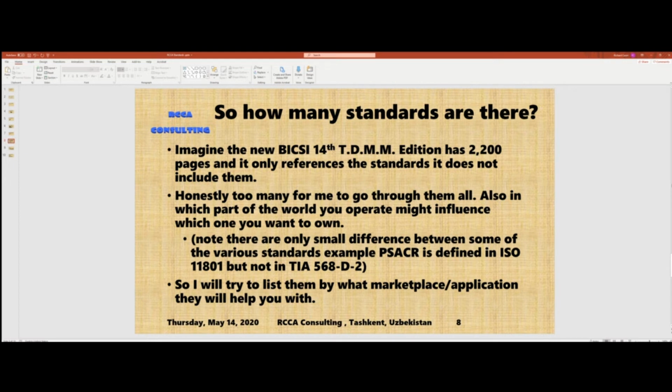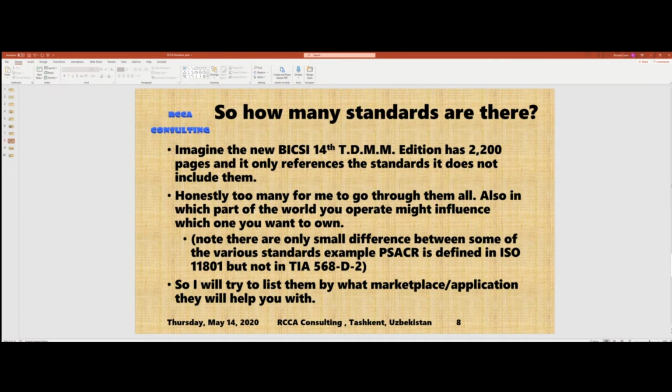Also, sometimes, regionally speaking, you might want to have this particular standard versus another because of the region you're operating in. But importantly, they are basically the same. There are very small differences. An example, as I used here in the slide, is power sum ACR, the attenuation to crosstalk ratio, which is defined in the ISO 11801. But in TIA 568-D.2, power sum ACR is not. You'll find PSACRF from the far end, but the strict value of power sum ACR is not defined in 568. So it's a very little difference anyway.